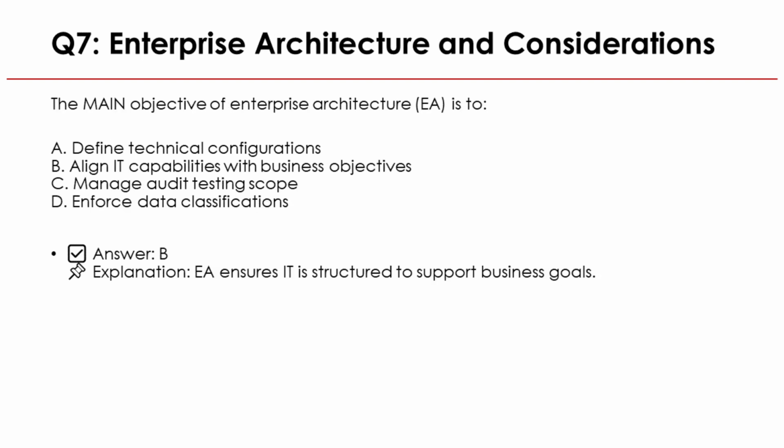The main objective of enterprise architecture, EA, is: Option A, to define technical configurations, too narrow and tactical. Option B, to align IT capabilities with business objectives. Correct, that's EA's purpose. Option C, to manage audit testing scope. Irrelevant. Option D, to enforce data classifications. That's governance, not EA. Correct answer, B. Align IT with business objectives. EA is the blueprint ensuring the house, IT, is built for the family's needs, business.